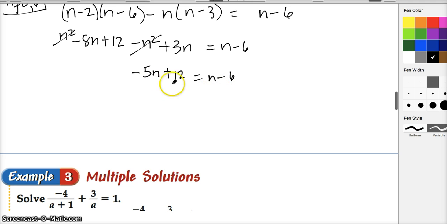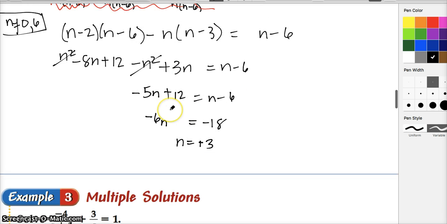We can do this pretty easily. Move our n terms over to one side, our constants over to the other. When this n comes over here, I get a negative 6n. When this 12 goes to this side, I get a negative 18. And finally, n is equal to positive 3, because they both cancel each other out, yeah?